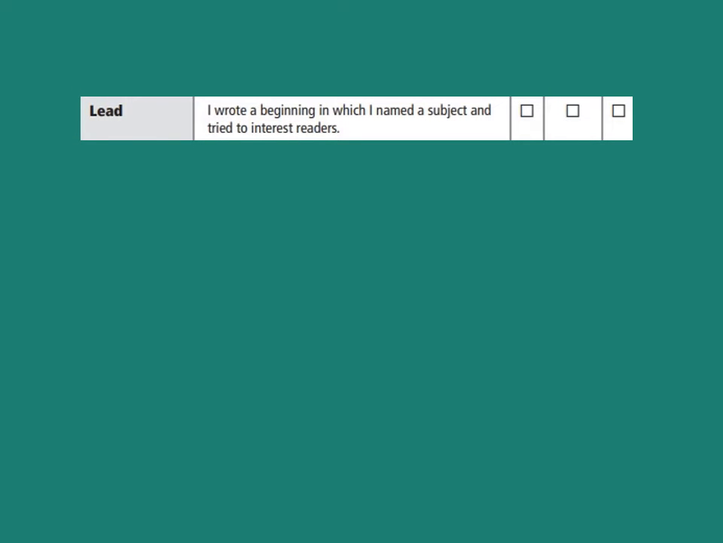I wrote a beginning in which I named a subject and tried to interest readers. So make sure you have a beginning. And this part here where it says, I tried to interest readers, that just means, did you write a hook? Okay, we've talked a lot about hooks now. A question, an amazing fact, onomatopoeia. Make sure you have some good, interesting way to get your reader interested.